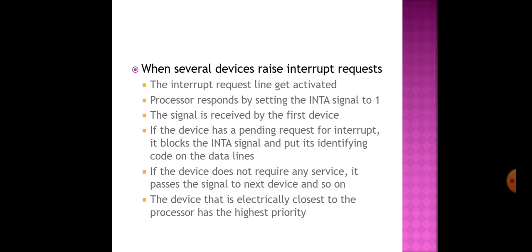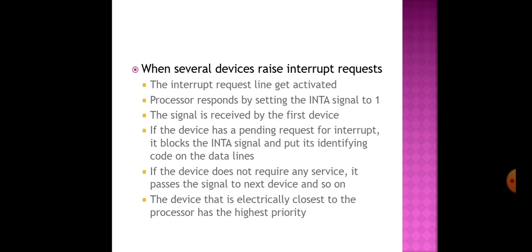When several devices raise interrupt request, first the interrupt request line gets activated, then the processor responds by setting INTA signal to 1. First this INTA signal is received by the first device connected to the processor. If device 1 has a pending request for interrupt, it blocks the INTA signal and puts its identifying code on the data lines. That means here it uses a vectored interrupt.